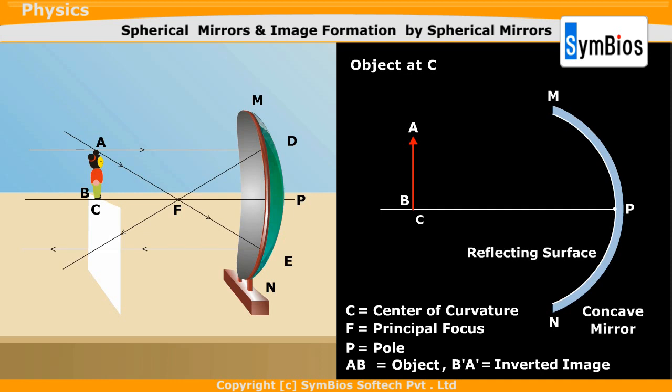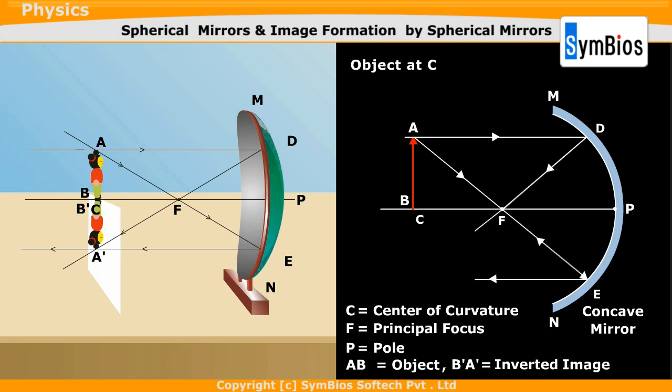Let us now keep both the doll and the screen at C plane. The image will be formed on the screen with the same size, but it will be inverted. The rays in the ray diagram traverse as shown.